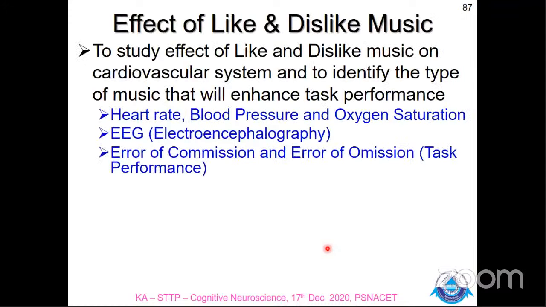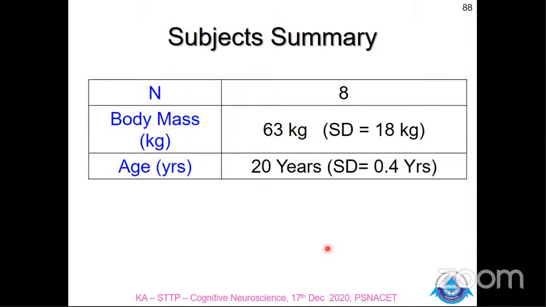This study looks at the effect of liked and disliked music on the cardiovascular system, and we can also find out the brain signal. So what is the difference between study 1 and study 2? In study 1, we forced subjects to listen to Carnatic music and Jazz music. But in study 2, it is the subject's music of interest. How can that play a role in cognitive performance? We can find out some cardiovascular parameters and brain signals also. Here also we recruited 8 subjects.